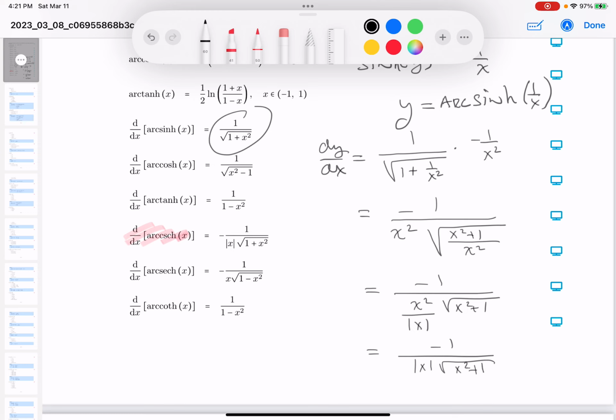Let's see if we got what they got. And they got this over here. And I got the minus 1 absolute value. Yeah, we're doing good. Thank you.